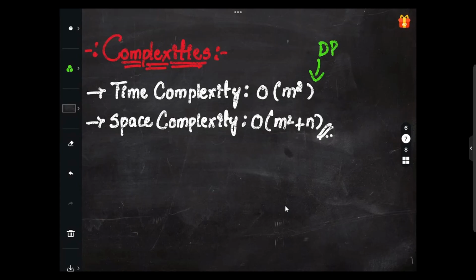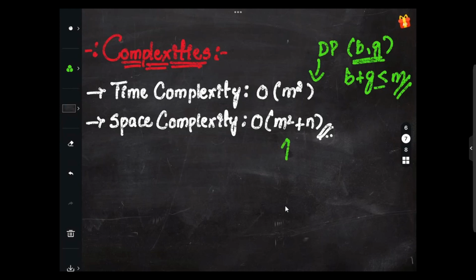So DP iterates over all the pairs b comma g with b plus g less than or equal to m. So each transition is constant time, with modulo operations, right? So overall time complexity would be big O of m square.